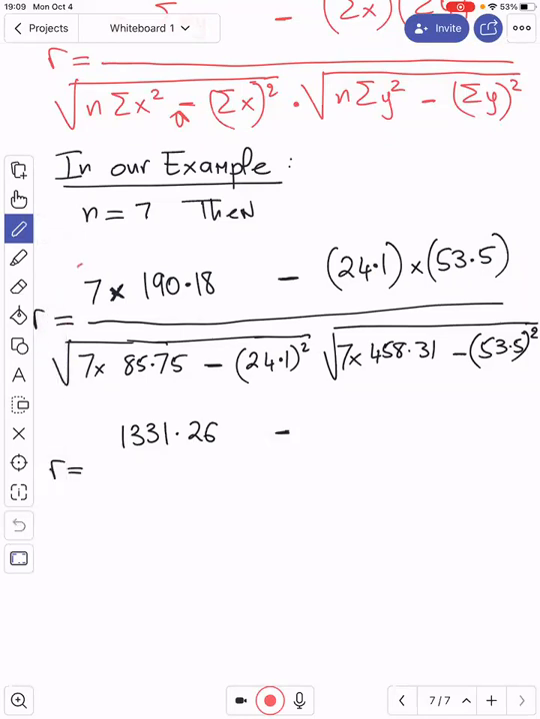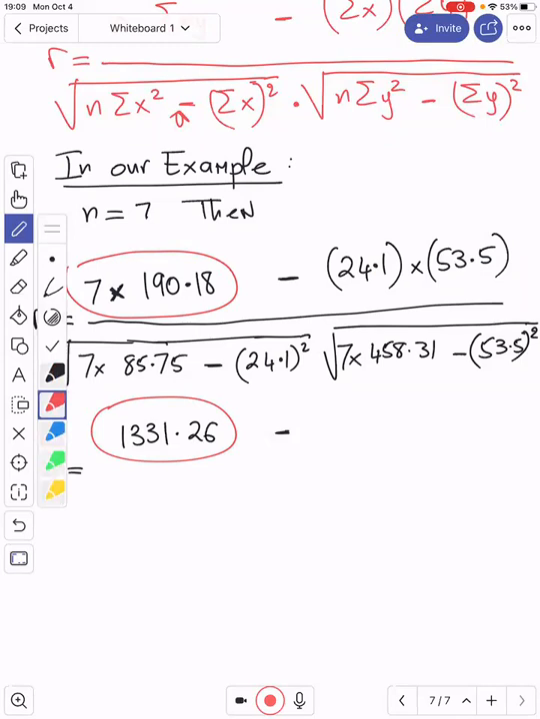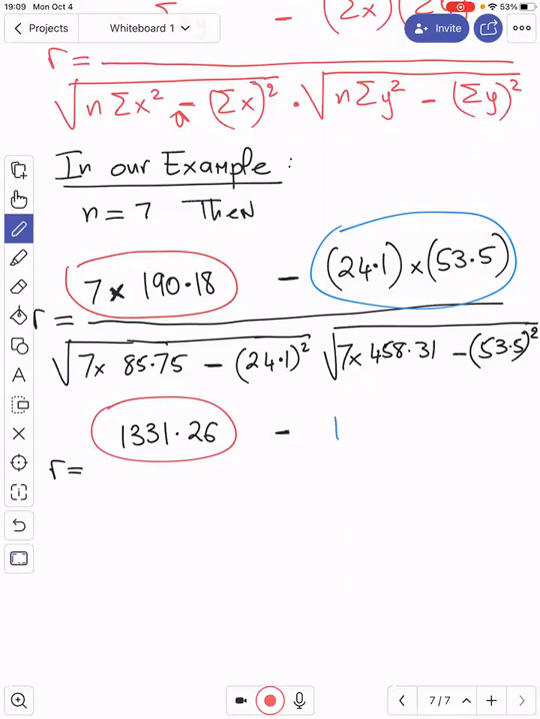So I did the 7 times 190.18. That's the 1331, etc. Now we need to do this thing here, 24.1 times the 53.5. So that's actually 1289.35. Okay, that's this blue thing right here.